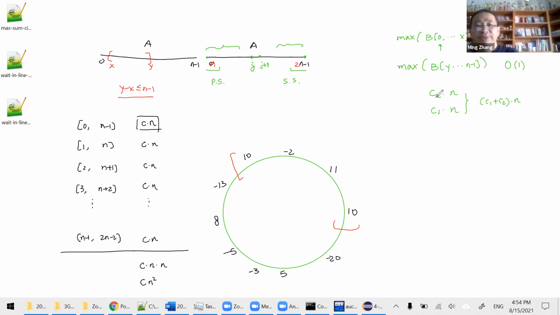C1 maybe 5, maybe 10, C2 also maybe 5, maybe 10. So still together, maybe 10, maybe 20. So another constant C3 times n. This one we can still finish within the time limit.